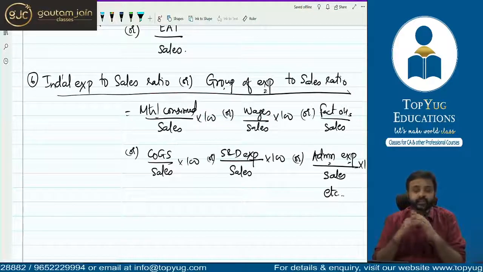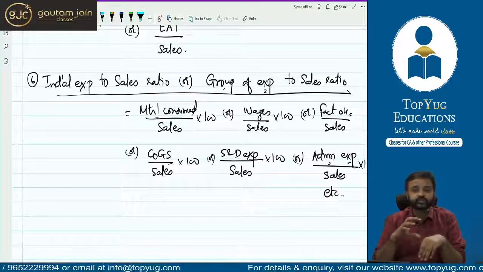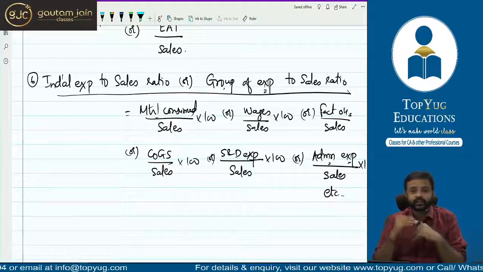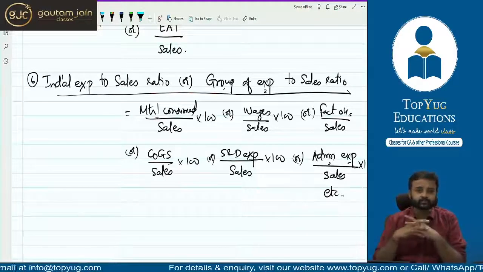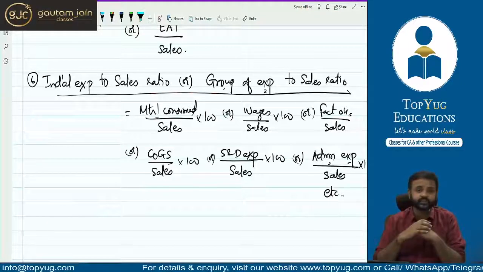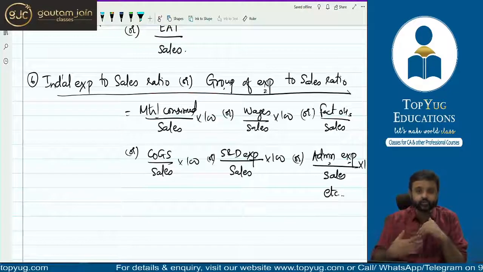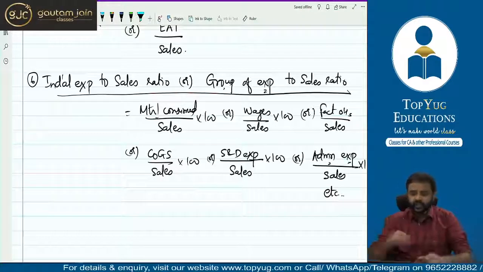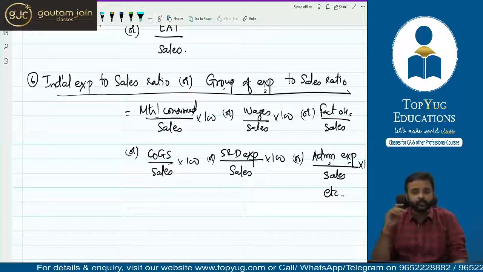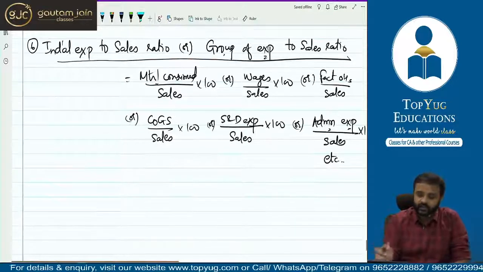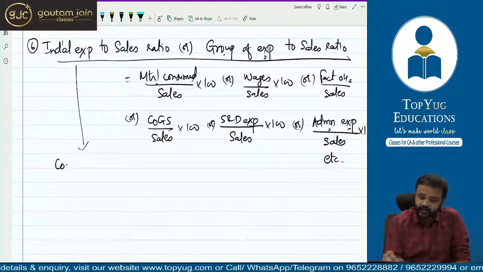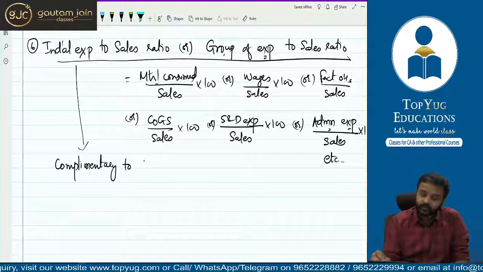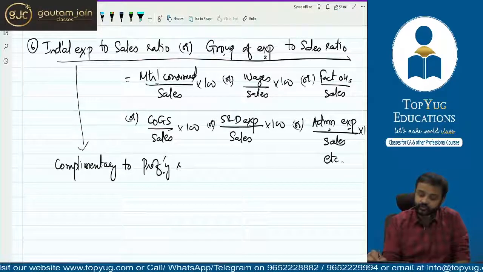We'll get to know the percentage of the cost in terms of sales. And when we know whether it is higher or lower, accordingly we can take remedial action. If the cost percentage is higher in terms of sales, do you think suitable measures can be taken to reduce the cost? Yes. So that's the idea, right? So I can say this individual expense to sales ratio is complementary to what? To profitability ratios.